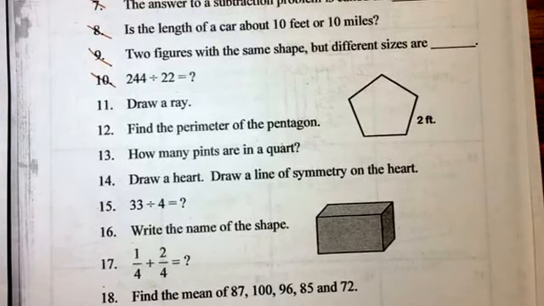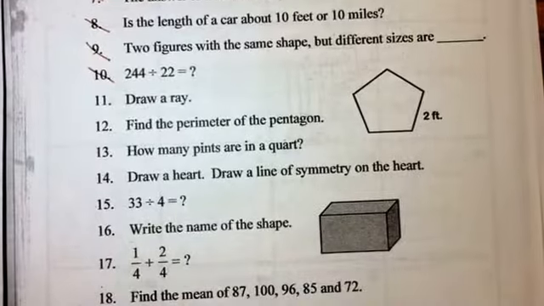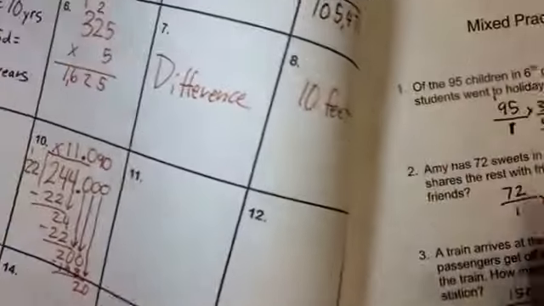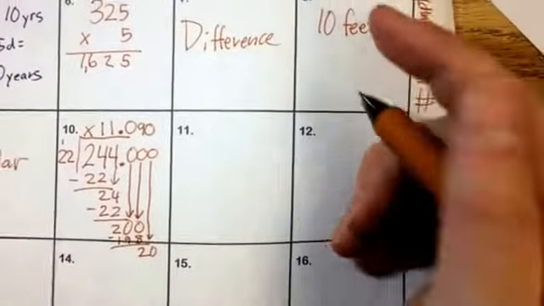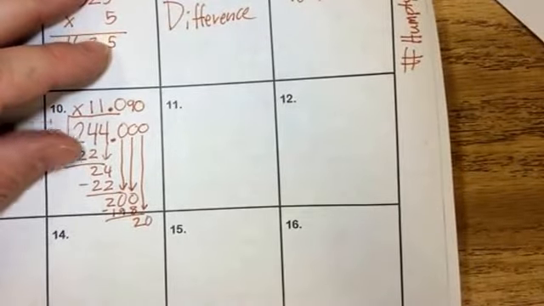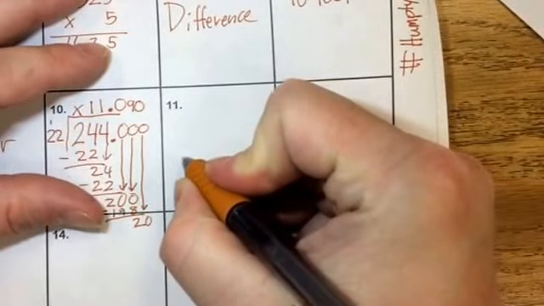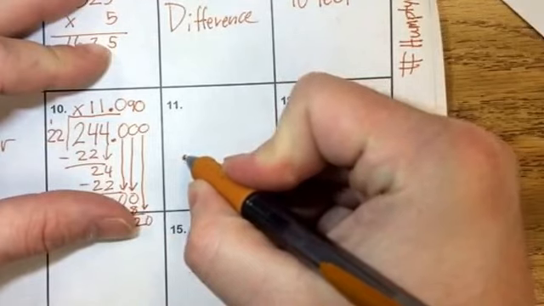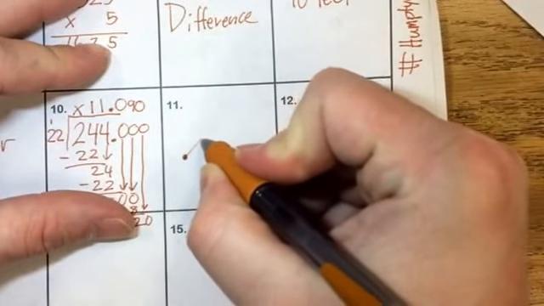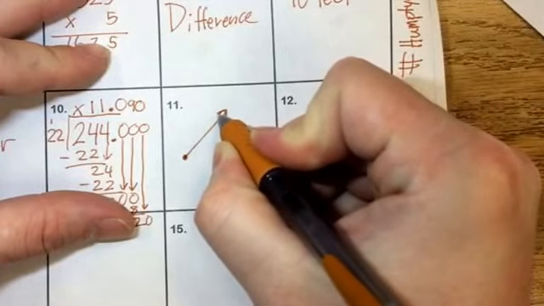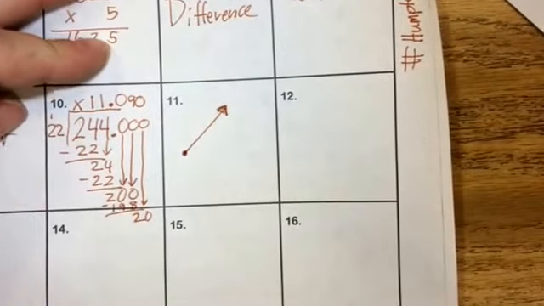All right, for problem number 11, we need to draw a ray. If you remember from the very beginning of this geometry unit, a ray is just either one part of an angle or one part of a line segment. It has one endpoint, and then it goes on forever in one direction, kind of like a sun ray.